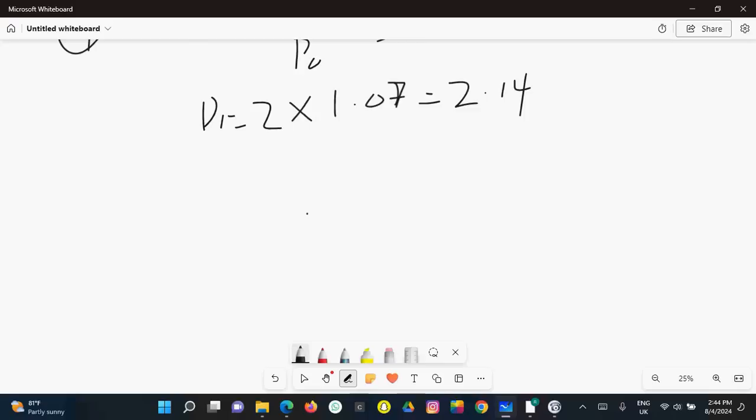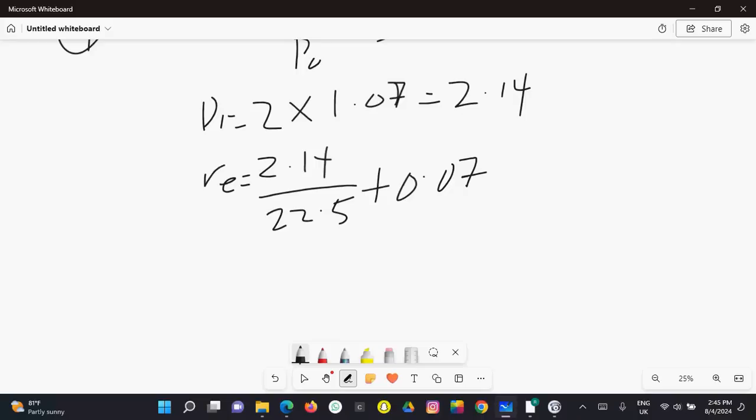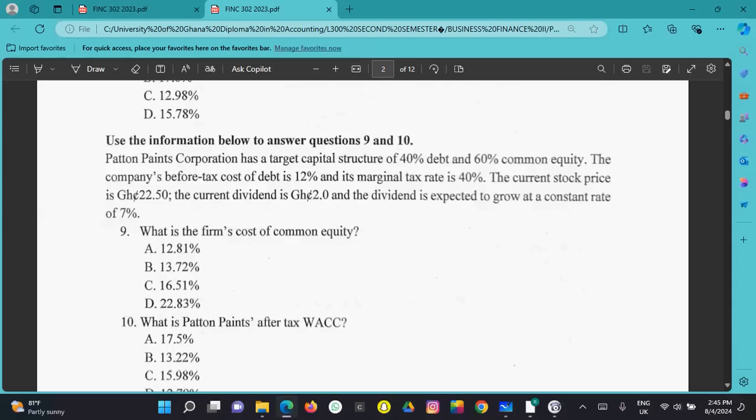Now we've gotten the D1, so it is going to give us 2.14 over the price, 22.50, plus growth, and we are going to get 16.51% as the cost of equity. So that is answer option C.